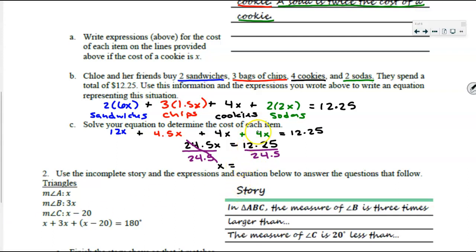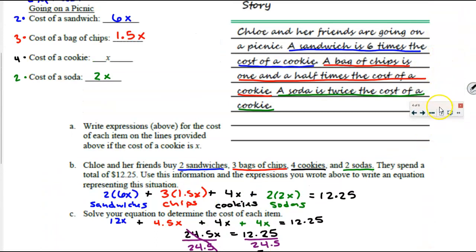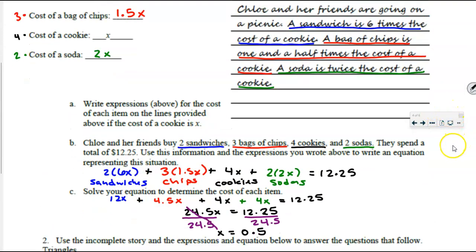Jaden, what did you get? 0.5. So what does that mean? We know that X is equal to 0.5, but now that we have solved this abstractly, now we need to make sense of it quantitatively. What does that X equals 0.5 mean for the story? Go ahead and talk at your tables. What does that X equals 0.5, what does that mean for the story?